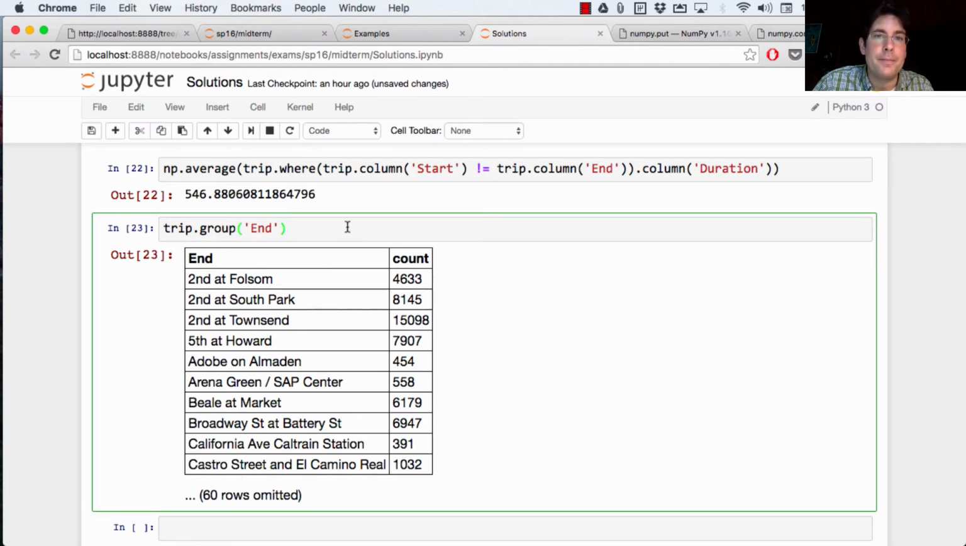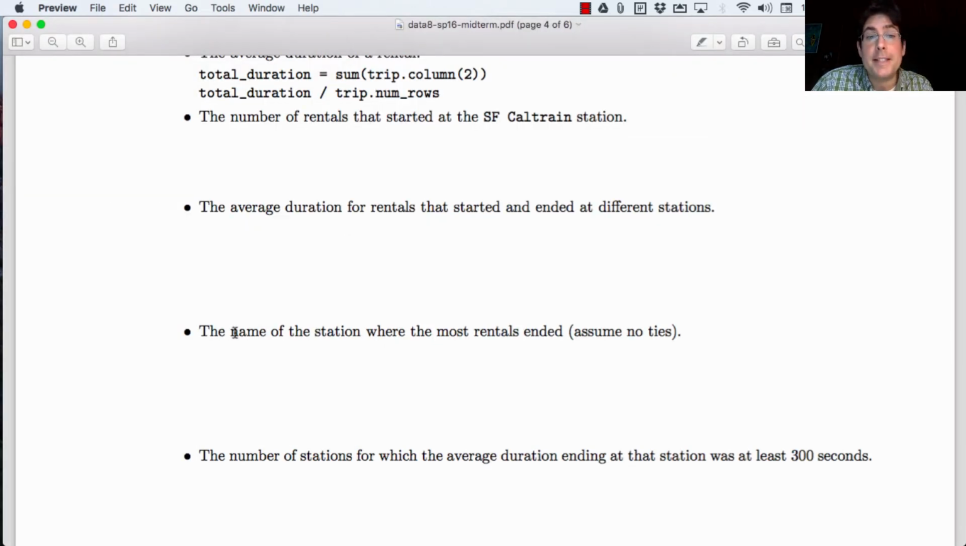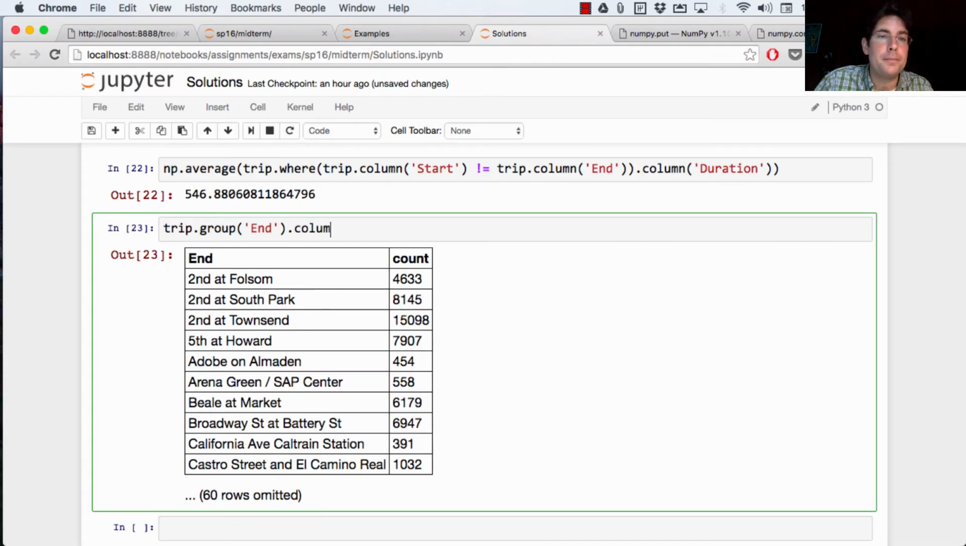ended at each station. Now looking back at the question, it wants the name of the station where the most rentals ended. In order to find the most rentals ended, we're going to have to sort by the count column of this table.